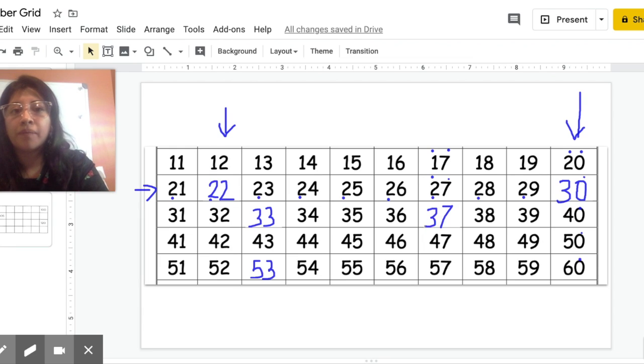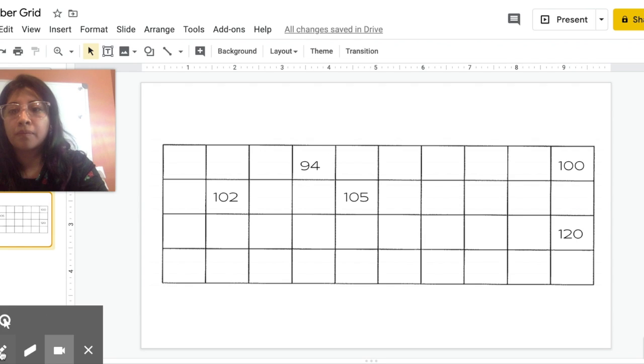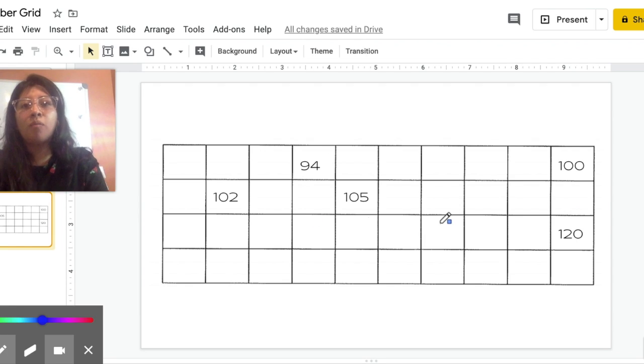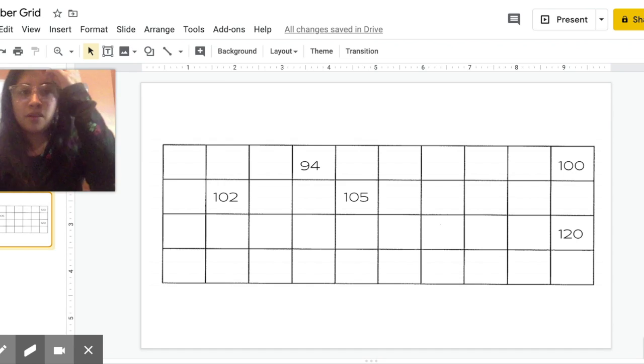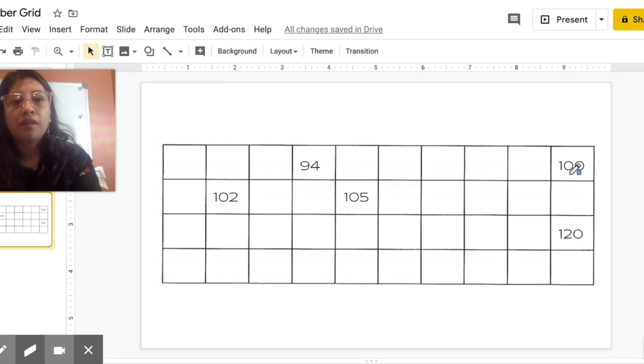All right. I'm going to show you really quickly one more, and then you're going to be trying this on your own, okay? All right. So this one has a lot more numbers missing. You're just going to have to try this as best you can. And if you get stuck, let me know and I'll do my best to help you.